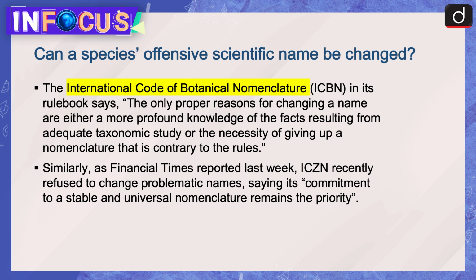Now let's understand, can a species' offensive scientific name be changed? The International Code of Botanical Nomenclature or ICBN in its rulebook says the only proper reasons for changing a name are either a more profound knowledge of the facts resulting from adequate taxonomic study or the necessity of giving up a nomenclature that is contrary to the rules. Similarly, as the Financial Times reported last week, ICZN recently refused to change problematic names, saying its commitment to a stable and universal nomenclature remains the priority.